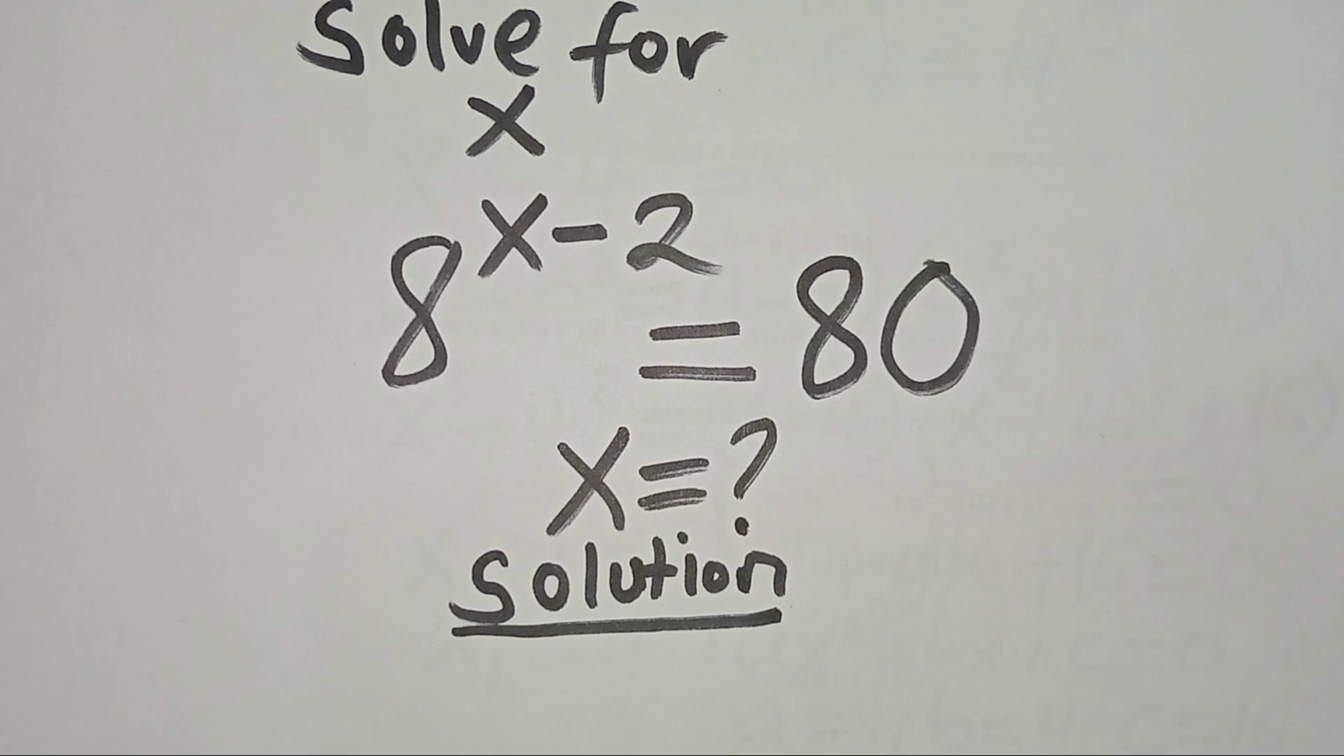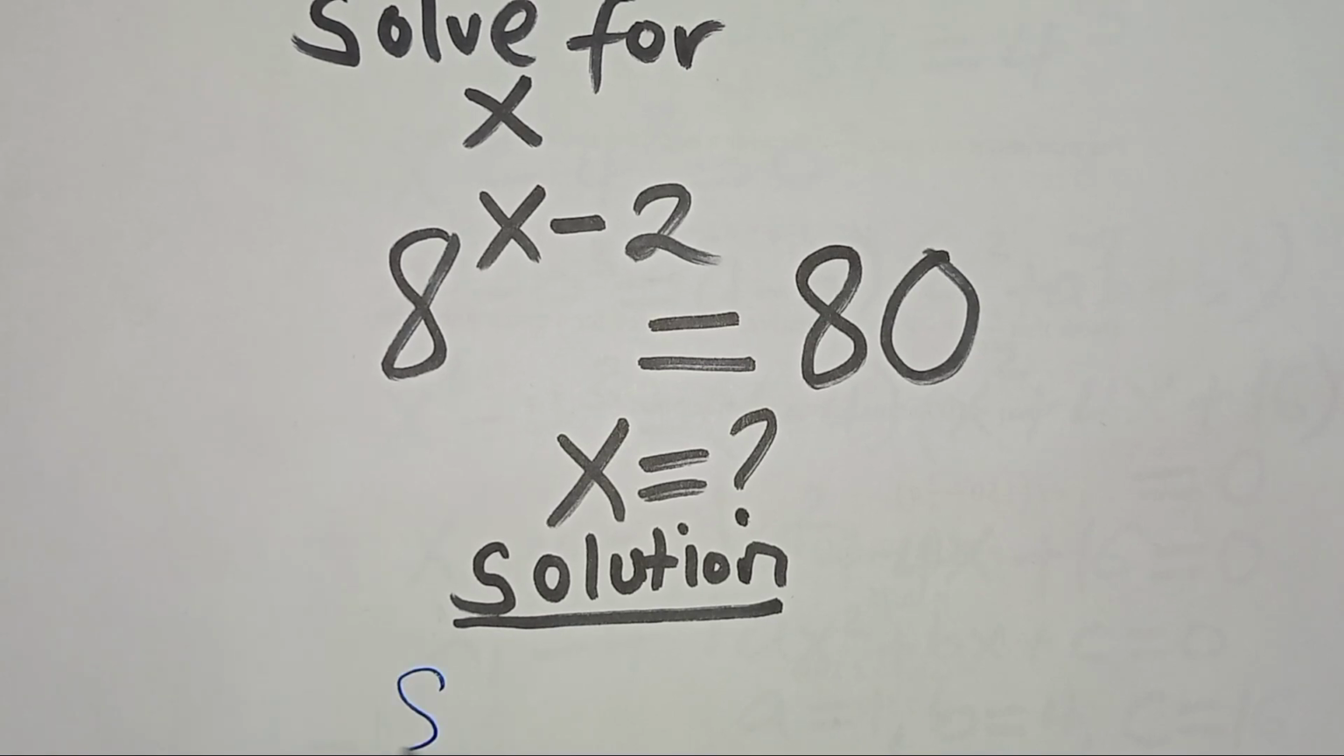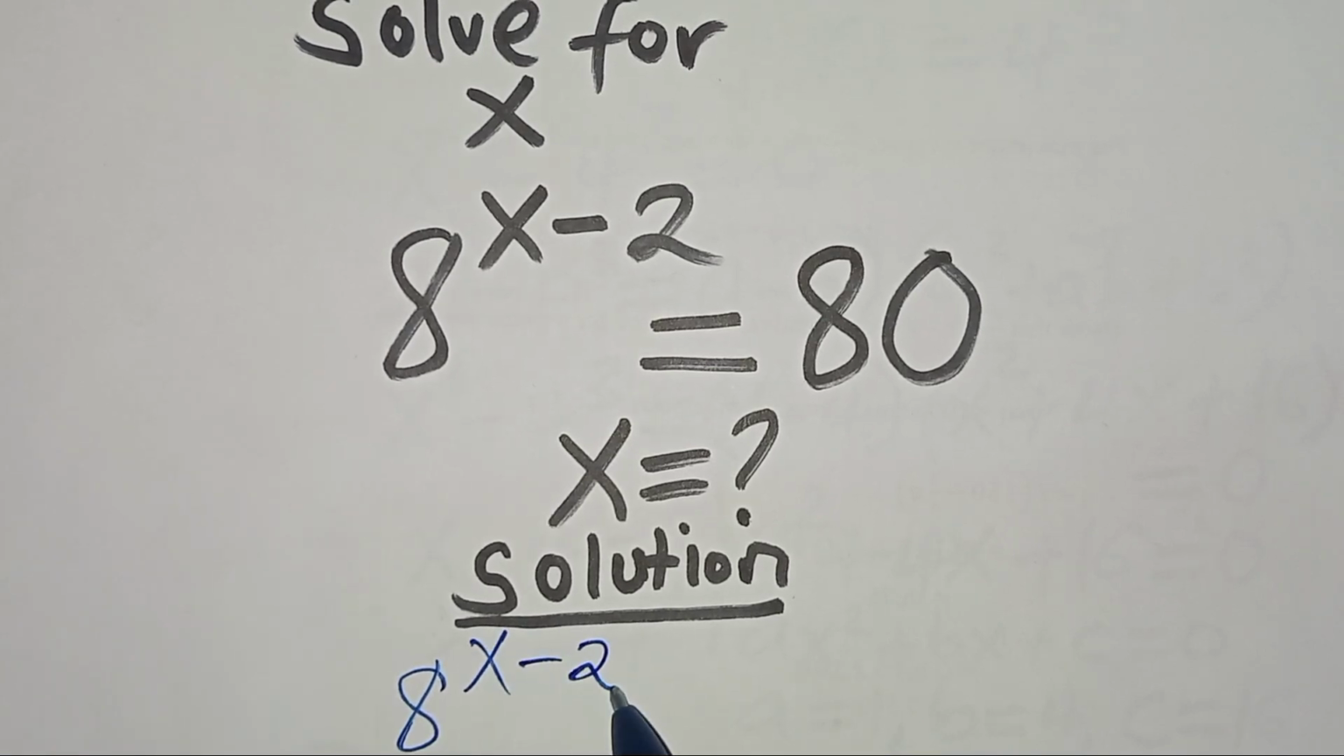So let me show you how to solve for the value of x. And the question is 8 to power x subtract 2 is equal to 80. So what is the value of x? Now solution, we have that 8 to power x subtract 2 is equal to 80.